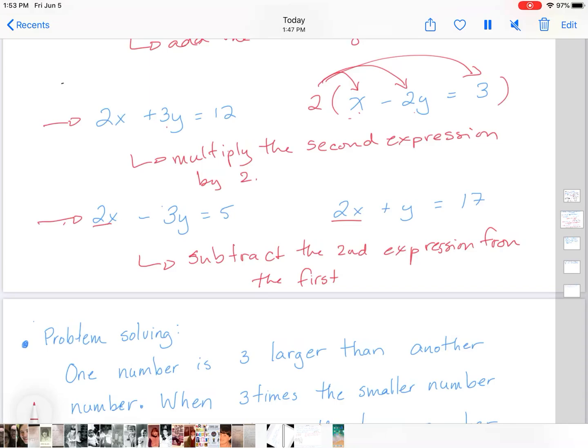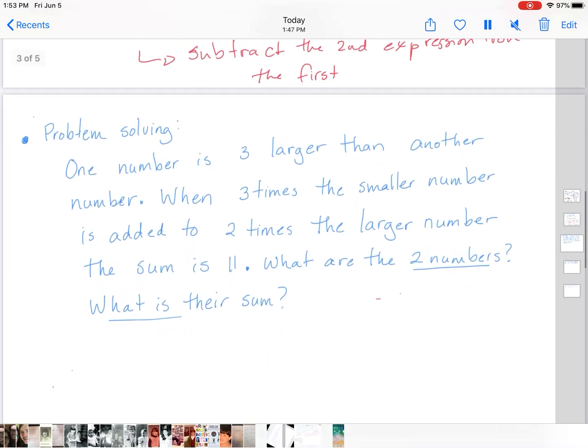This question is all about just what you do first. So you really have to look at what's going on before you make that determination. Okay. Now the next 3 questions are all problem solving.